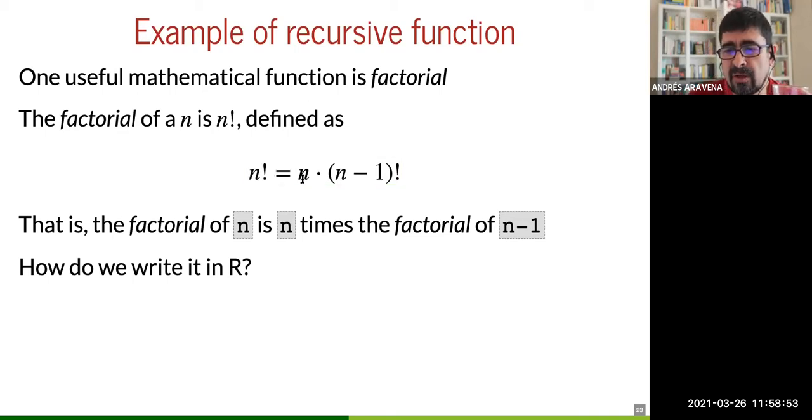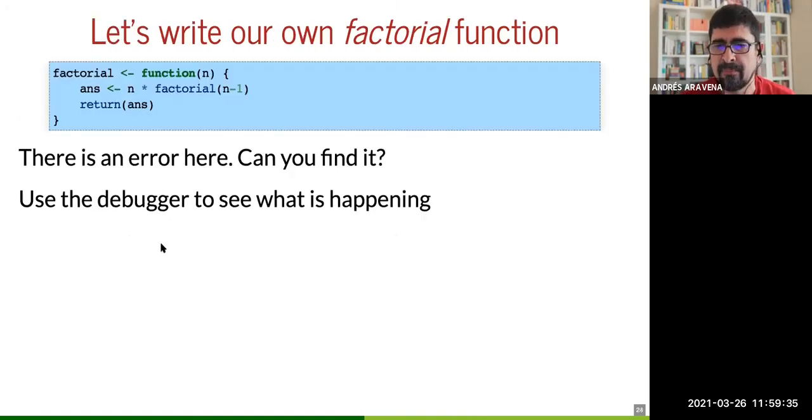To calculate the factorial of n, you multiply n, the number that you get, by the factorial of n minus 1. So you define the factorial of a big number in terms of the factorial of a smaller number. So the factorial is defined by the factorial. If you do it wrong, it is nonsense, because you are essentially speaking without telling anything new. But if you do it carefully, it can work. So how do we write this in R? A priori, we will do this.